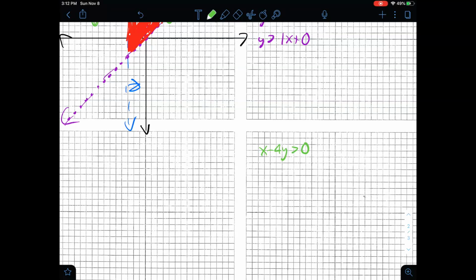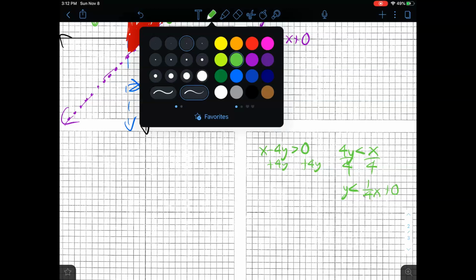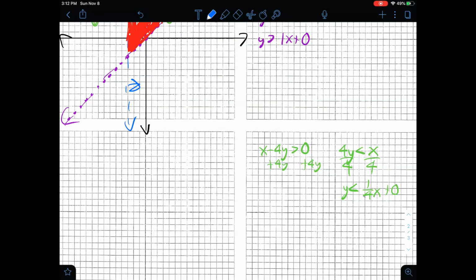Let's solve that one first. So we need to get y by itself. So how do we get y by itself here? I'm going to add 4y to both sides. So then I get 4y, flip it around, is less than x, right? Because the arrow's pointing toward the 4y over here. Divide by 4, we get y is less than 1/4 x plus 0, if that helps.